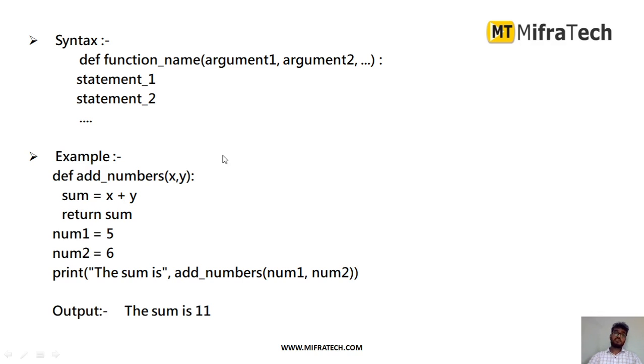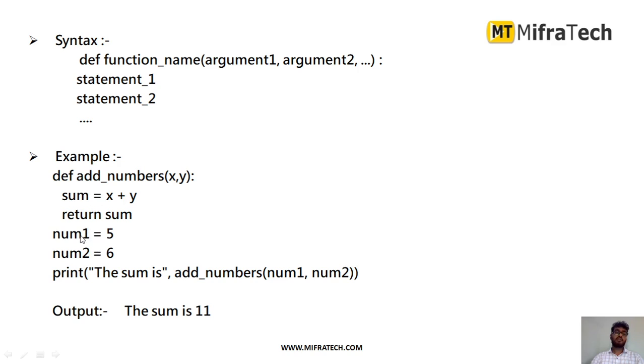The syntax is that we use the keyword def, then the function name, then the arguments, and after this some set of statements. For example, we have taken def add_numbers as the user defined function. For the arguments, I have taken x, y. It is a simple function which does addition of two numbers. After collecting these two arguments, I do sum = x + y, adding the two numbers and saving the output in sum. After that, I return sum. This is a simple user defined function.